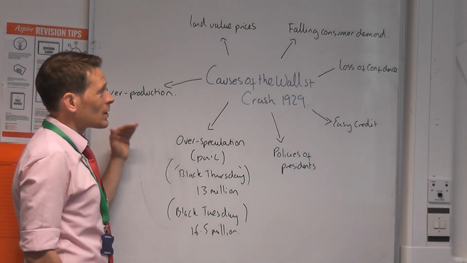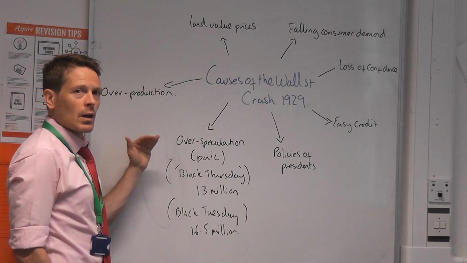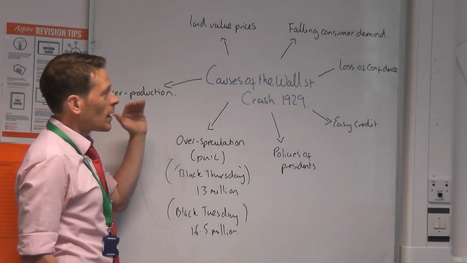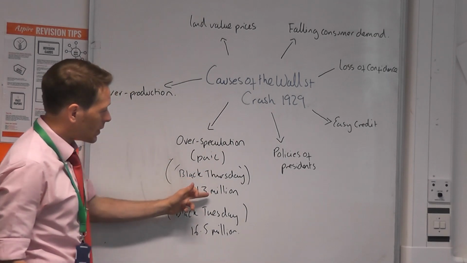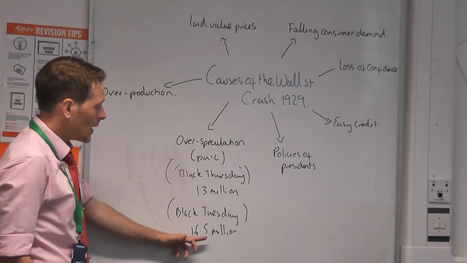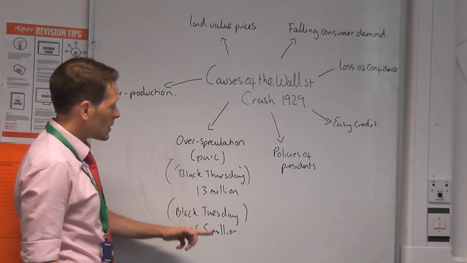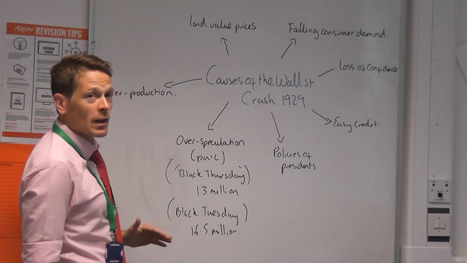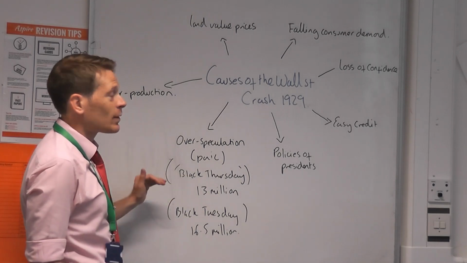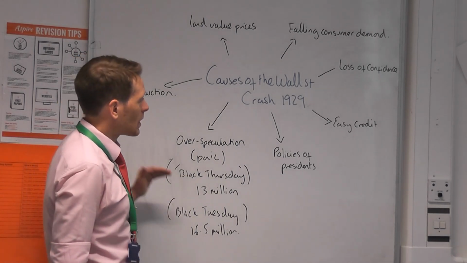People gradually began to realise that the price of stocks and shares was falling. So they automatically went out and tried to sell as quickly as they could, which meant that 13 million changed hands on the Thursday and 16.5 million changed hands on the Tuesday, which caused the actual Wall Street crash of 1929, where companies were wiped out and the stock market collapsed completely.